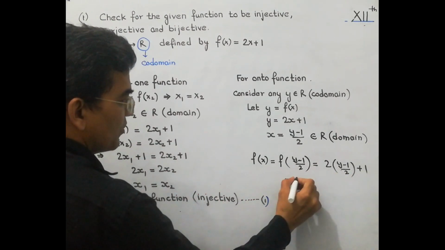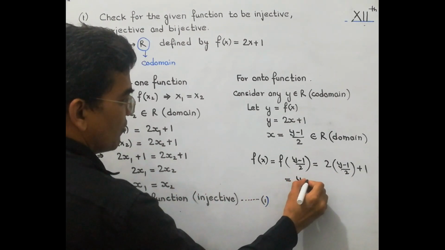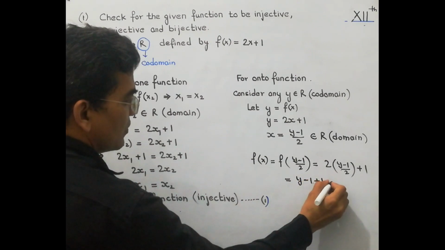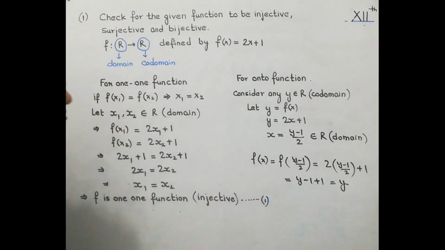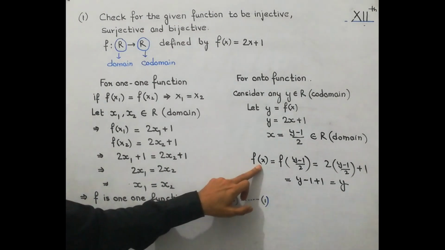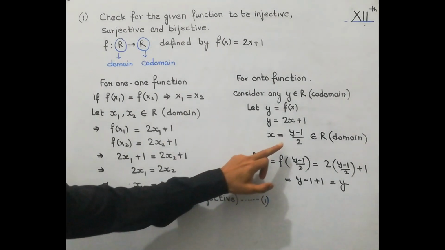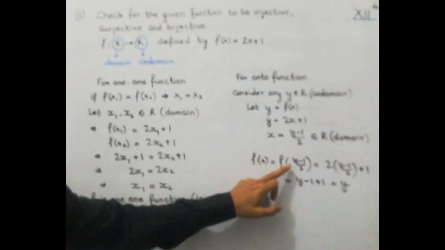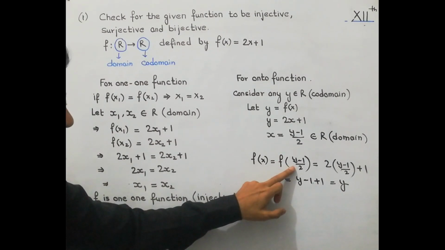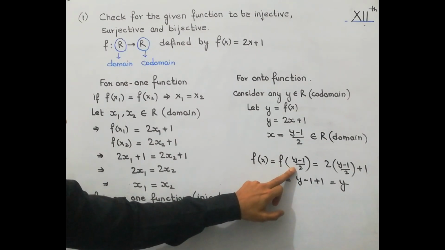So this 2 and 2 will cancel out. So y minus 1 plus 1, so finally you are getting y. See here, in the function f(x), x is representing the pre-image, right? And how much did we get the pre-image? That means x in terms of y, we got (y minus 1) upon 2. So in place of x, I have substituted (y minus 1) upon 2.